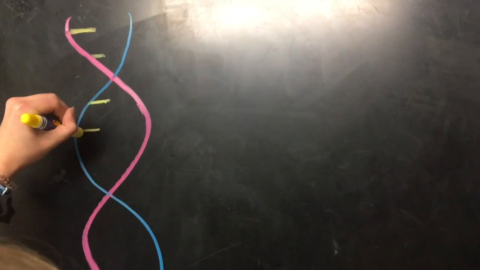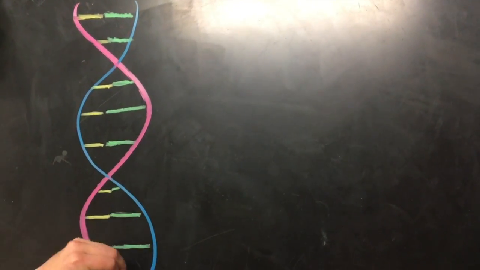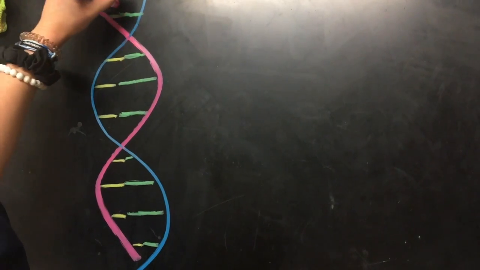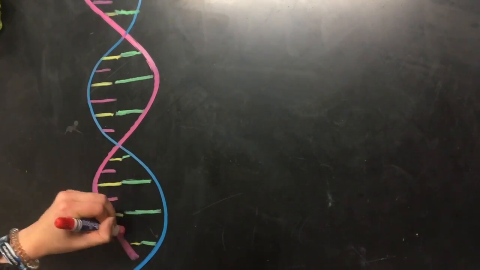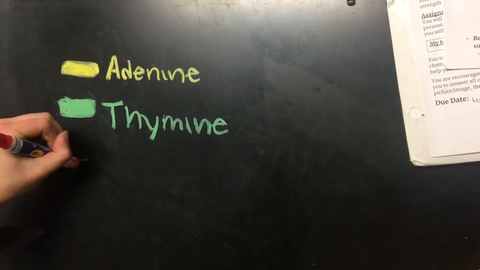DNA is formed in a double helix shape made up of 3 parts: a nitrogenous base, pentose sugars, and phosphate groups. The double helix is composed of nucleotides bonded to a sugar-phosphate backbone. You'll find 4 different types of base pairs or nucleotides in DNA. These 4 are adenine, thymine, guanine, and cytosine.